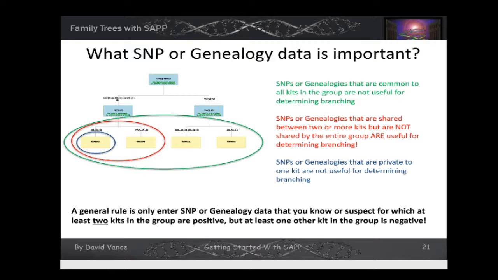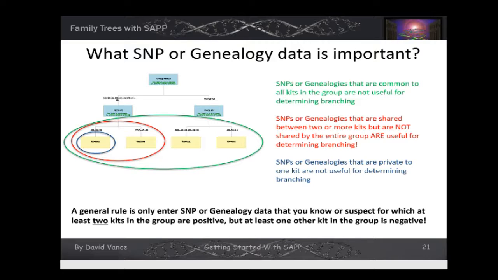So it does depend on your subgroup. Obviously, smaller subgroups may have fewer SNPs to put in. The general rule that I translate all this to, if you look at the bottom here, it says a general rule is you only enter SNPs or genealogy data that you know or suspect at least two kits in the group are positive for. So it has to be more than one, but at least one other kit in the group is negative, so you know it's not a common SNP to the entire group, or that it's not a common ancestor of everyone. So those are the ones that you really want to focus on.